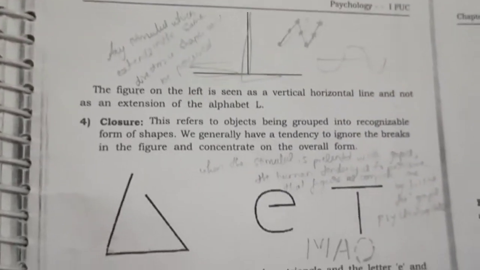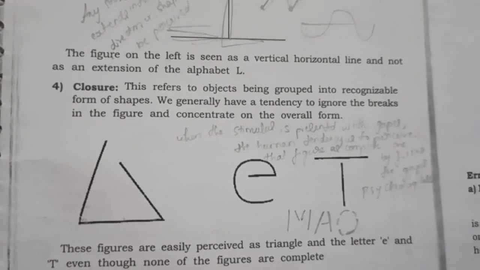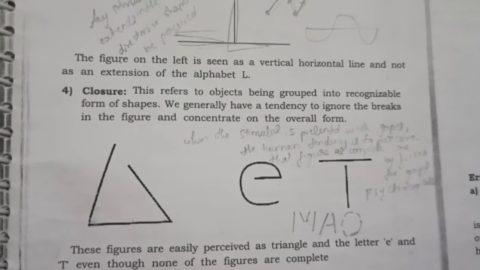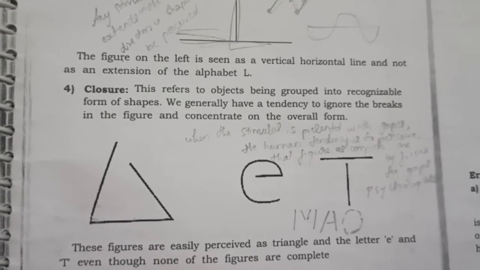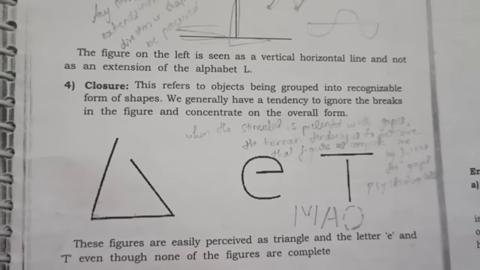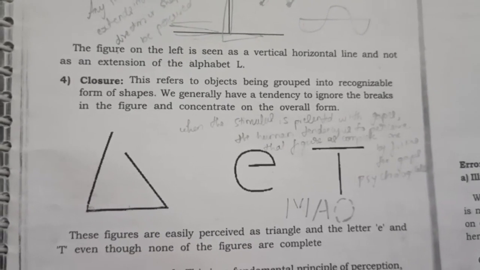That is continuity. So closure: this refers to objects being grouped into recognizable forms or shapes. We generally have a tendency to ignore breaks in the figures and concentrate on the overall form.